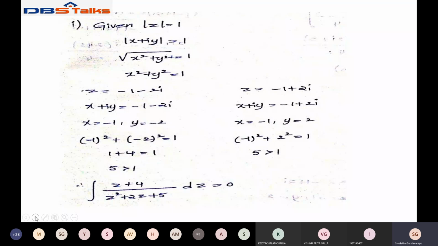Then we use Cauchy's integral theorem: integral f of z dz is 0. The second singularity is z equal to -1 plus 2i. Z means x plus iy equal to -1 plus 2i. Comparing real and imaginary parts, x equal to -1, y equal to 2, and substituting in the circle, 5 greater than 1. So this singularity is also outside the circle. So integral f of z dz equal to 0. Therefore, integral z plus 4 by z square plus 2z plus 5 dz equal to 0.